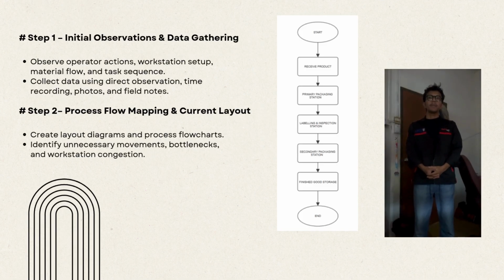For the first step is initial observation and data gathering. Initial observation helps identify primary ergonomic issues and layout problems that reduce productivity. Data collection captures real-world operational behavior during normal and peak production periods. For step 2 is process flow mapping of the current layout.